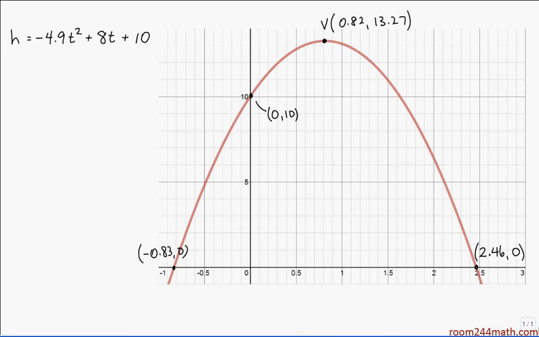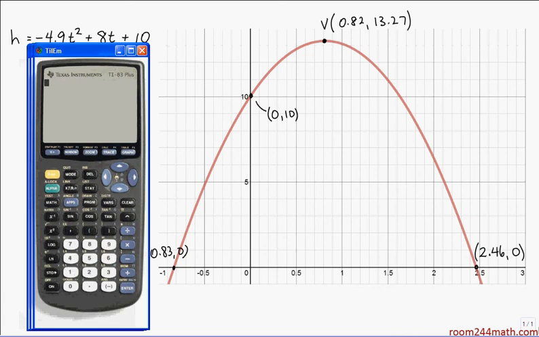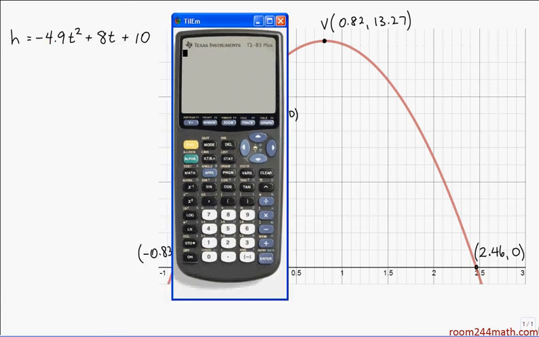So pull up your TI-83 or 84, and I want you to enter the function using y equals. So press y equals. You cannot use t. You have to use x when you're entering the function. So make sure you use the negative sign as opposed to the subtraction sign. It's very, very important when you're entering these functions.